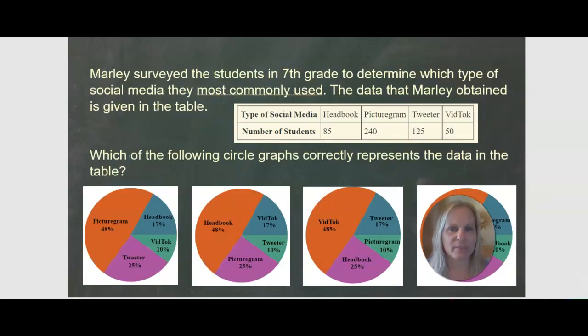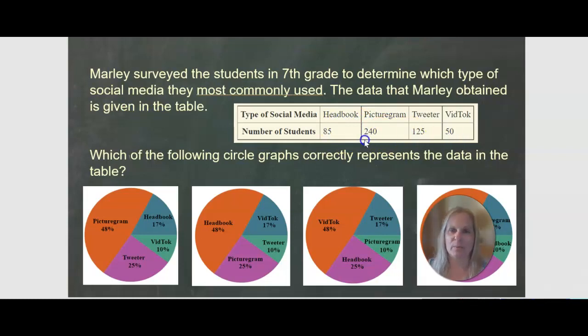So now this one. Marley surveyed the students in 7th grade to determine which type of social media they most commonly used, and then put it in a table. Which of the following correctly represents the data? Now, this time we don't have the percents, right? But we can find them the same way we did on the second question. We just put the number for each one over the total. We're not given the total, so let's find it.